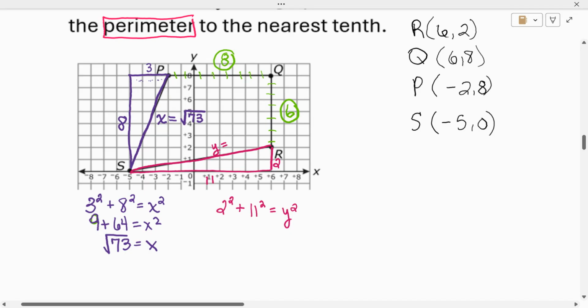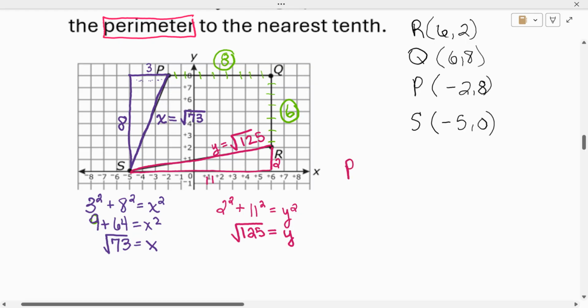We're going to try to smush some steps together because you guys are working on graph paper. What is 2 squared? 4. And what is 11 squared? What's 4 plus 121? 125. So 125 equals y squared. If I want to get y all by itself, what do I have to do? Take the square root of it. So y is equal to the square root of 125.